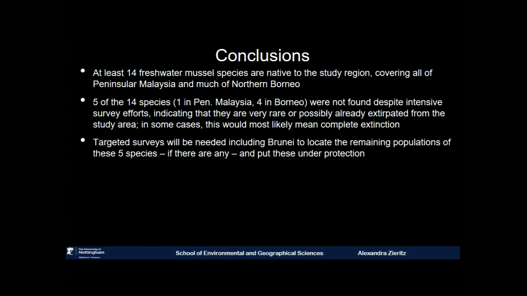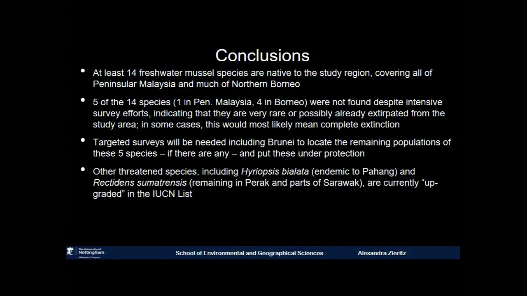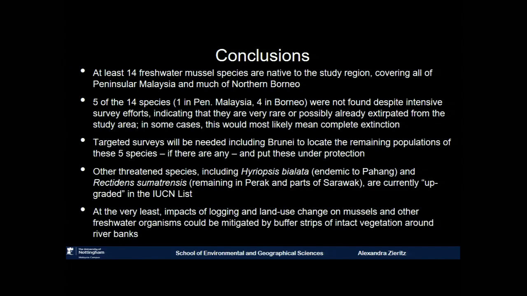So we'll need targeted surveys, including Brunei, to find some remaining populations, if there are any, and really put them under protection. Similar protection should at least be done for Hyriopsis pilata and Rectidens sumatrensis. It's a very rare species in Peninsular Malaysia, and we already put it in the revised IUCN assessment. And the very least we can do is mitigate impacts of logging and land use on the rivers by establishing buffer strips.